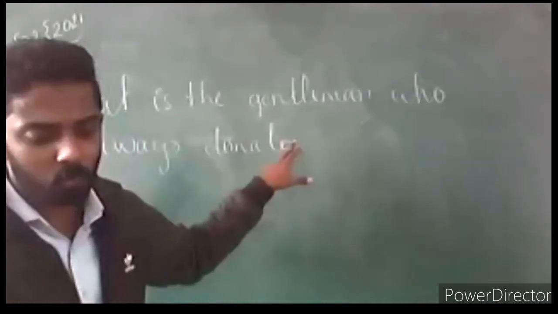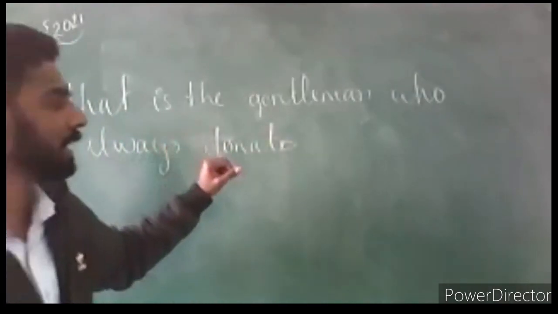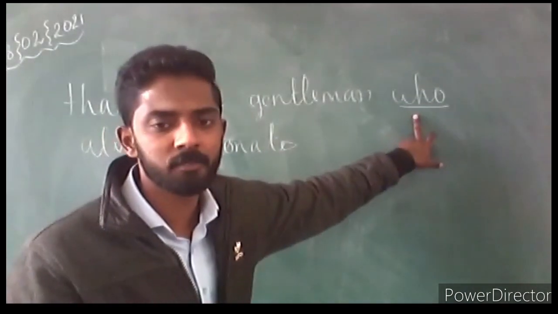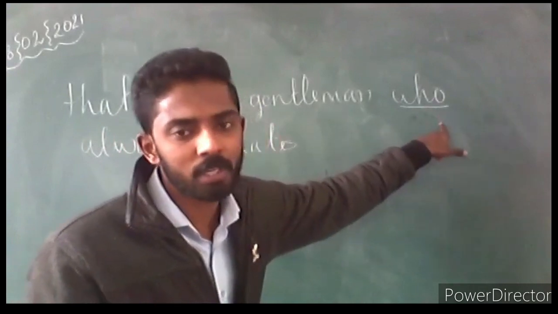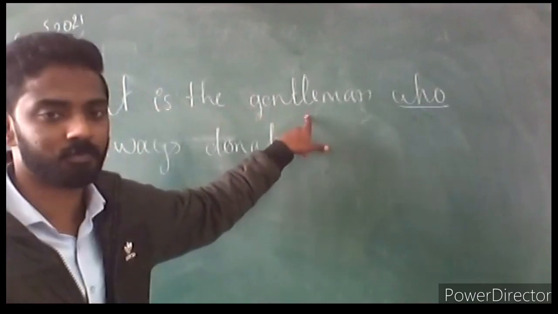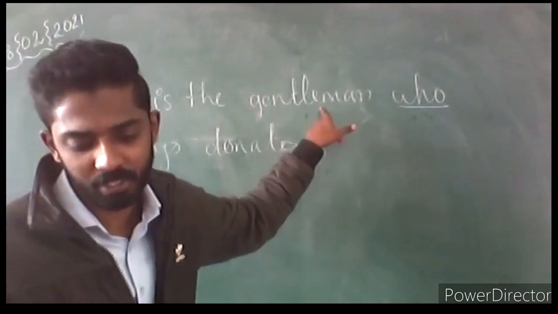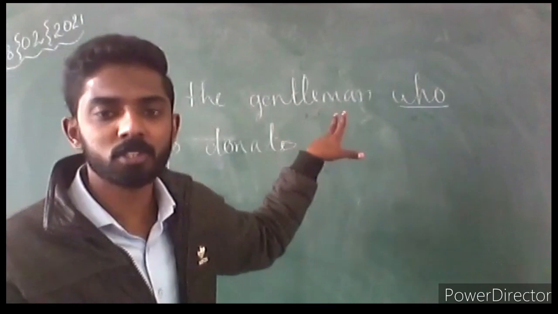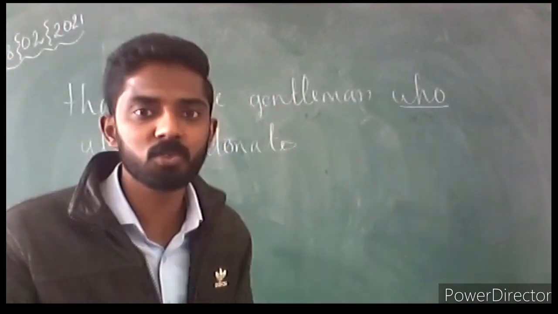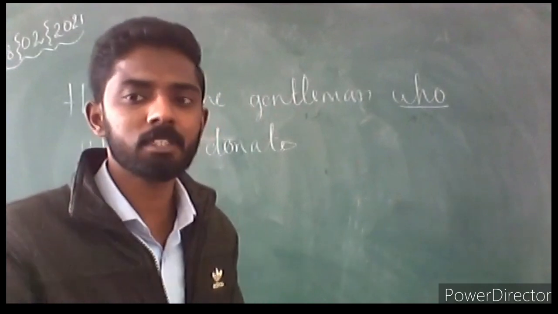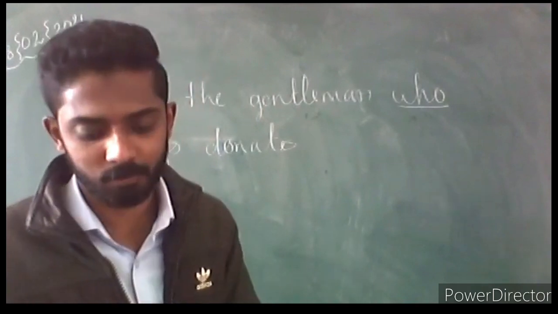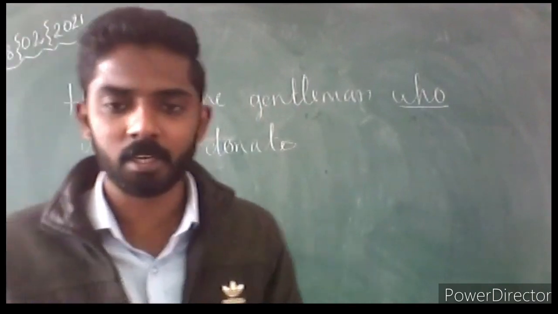So here, the word who is the pronoun which is used. The word who refers to the man, that is, the gentleman, which is here. That is why it is said relative pronouns refer to a noun or pronoun that has already been used in the sentence. So these are called relative pronouns.